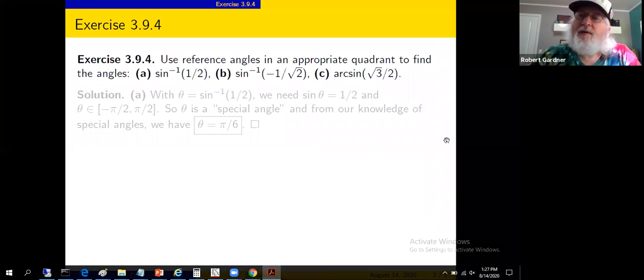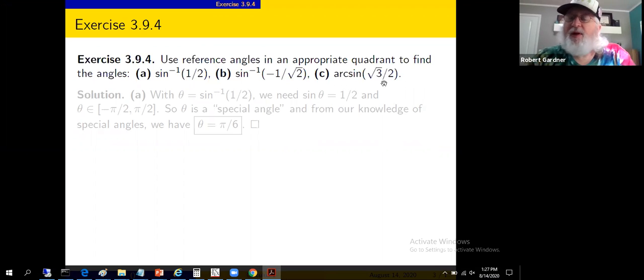This is really something we could have done in section 1.6. I'm going to streamline it for the most part. They ask us to use reference angles in an appropriate quadrant to find the angles: sine inverse of a half, sine inverse of -1 over the square root of 2, and for notational variety, the arcsine of the square root of 3 over 2. All right, part A and part C, you know those involve special angles. Those will be easy. Part B is slightly more interesting.